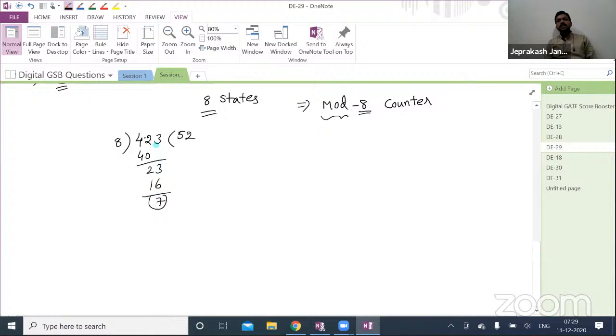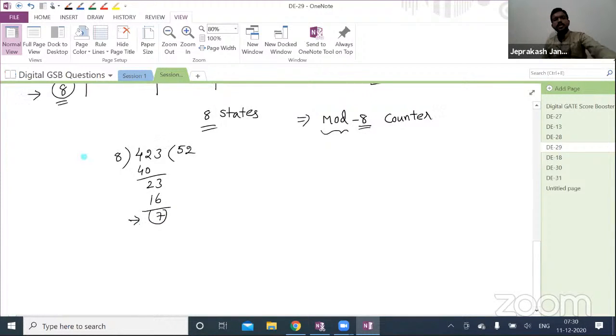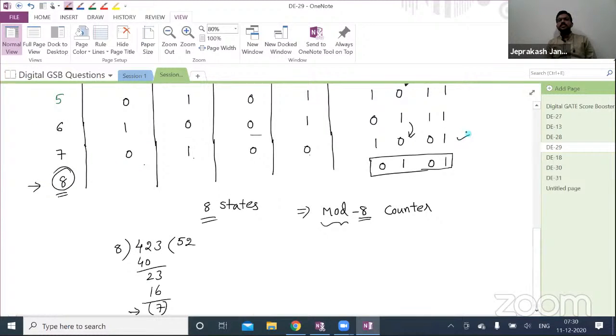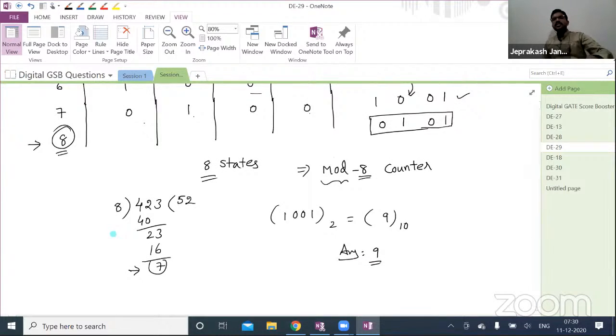So whatever state you get after applying the 423rd clock pulse, the same state you'll get after applying the 7th clock pulse. After applying the 7th clock pulse, the state is this one, 1001. This is the binary format. Convert into decimal, you'll get 9. So the answer for this question is 9. Is it clear? Any doubt?